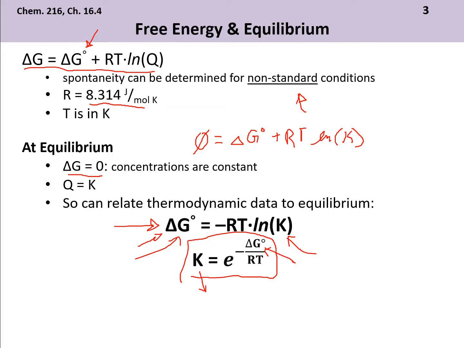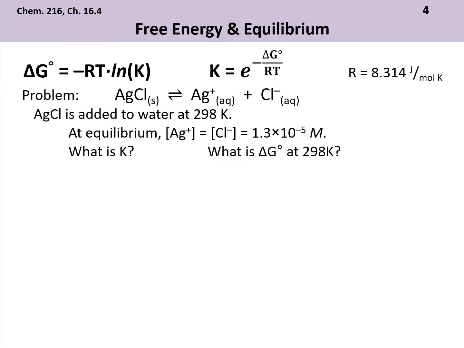All right, let's do an example. Let's say we have this equation, AgCl going to form Ag plus and Cl minus. And we want to know, so at equilibrium, we're given Ag plus and Cl minus.